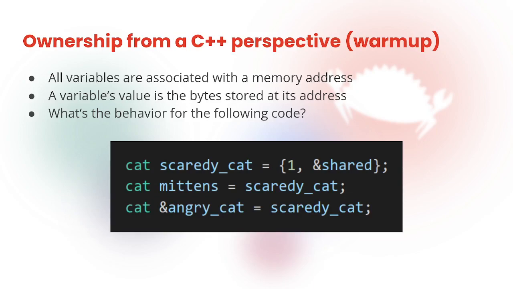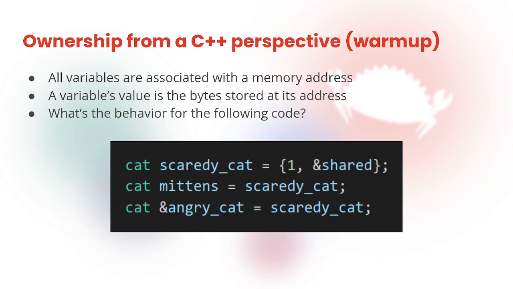Alex, what happens when we say scaredy cat equals 1 ampersand shared? What does that do? It makes scaredy cat equals 1 and ampersand. Yeah, it creates an object, right? Is that a struct? Because it doesn't say struct cat. It's an initializer with construction. Oh my god, let's not get into that, but yes, it makes an object. Okay, so that makes sense, scaredy cat is some object.